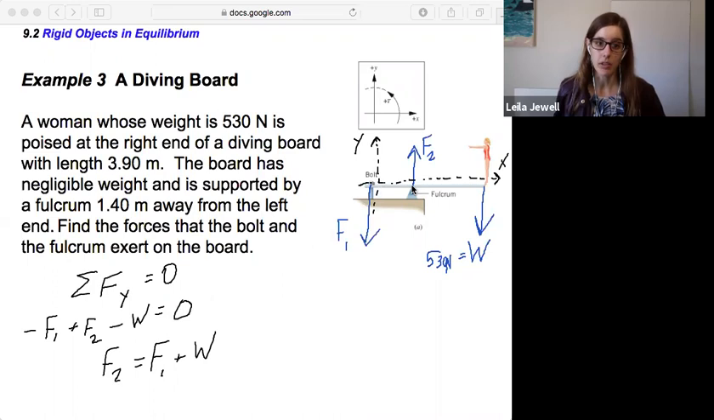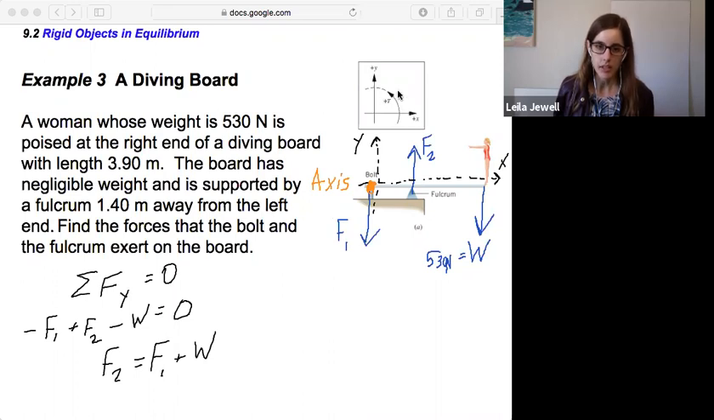Either of these work. Based upon the distances specified, it's slightly easiest to put our axis of rotation at the bolt. And I encourage you to explicitly draw in this axis of rotation. Really helps. Now that we've done that, we can think about summing up our torques and what that means.